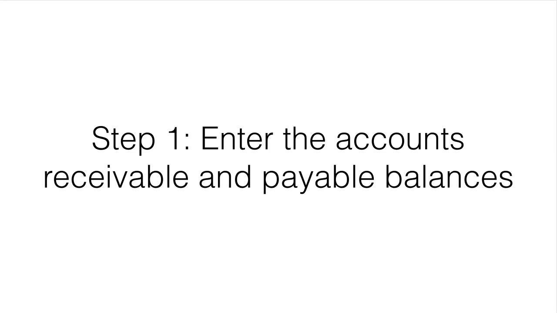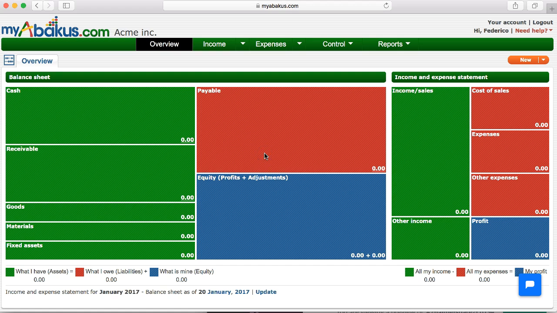How and where to start. Part 1. Step 1. Enter the accounts receivable and payable balances. To enter all those accounts that we have outstanding receivable and payable, we must do it through a transaction.